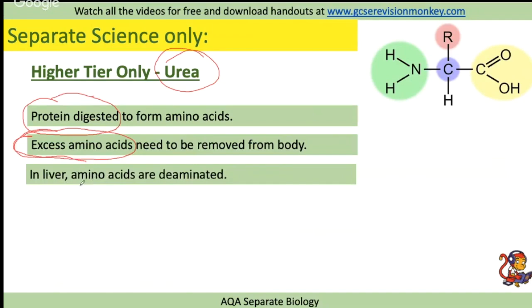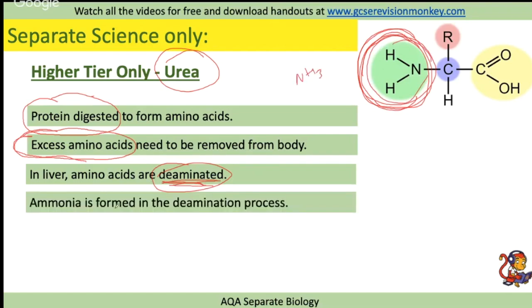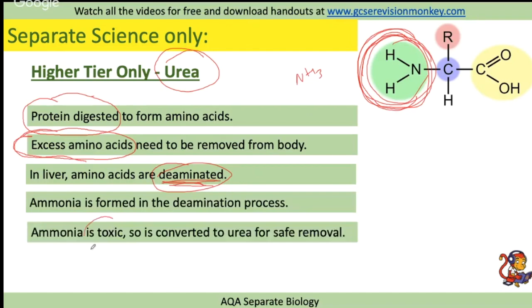And we say that the amino acids are deaminated. And you don't need to know in this detail, but the amino acid has an amine group here, which is why it's called deamination. You're basically taking this bit off of the molecule. And you can see here how this is then going to form ammonia. So ammonia is formed in this process, and it is toxic. So you need to get rid of that very quickly from your body.